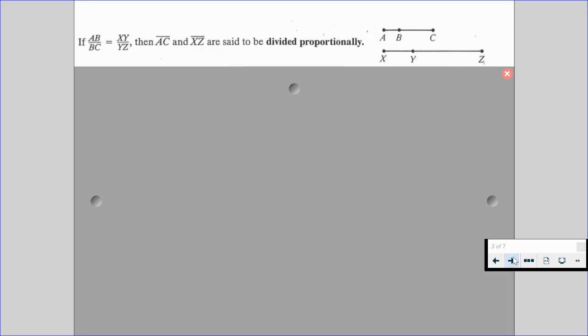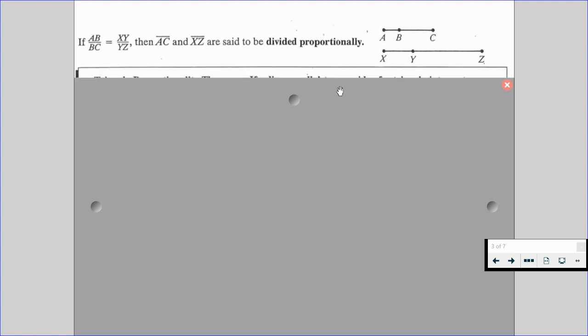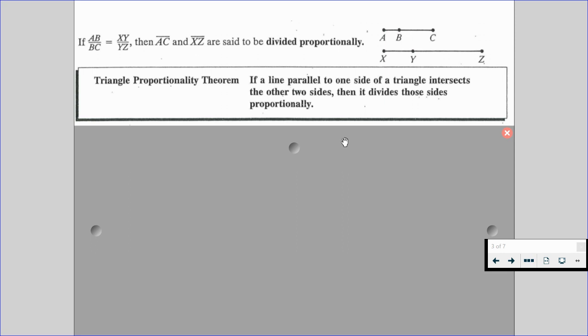Let's begin. We're given a diagram over on the right, segment AC with point B alongside, and segment XZ with point Y on the inside of that segment. Well, if the length of AB divided by the length of BC after it's been segmented is equal to the length of XY divided by the length of YZ, then segments AC and XZ are said to be divided proportionally, which leads into the Triangle Proportionality Theorem.